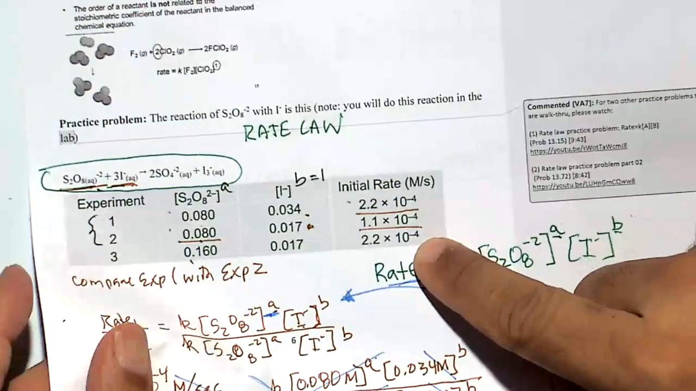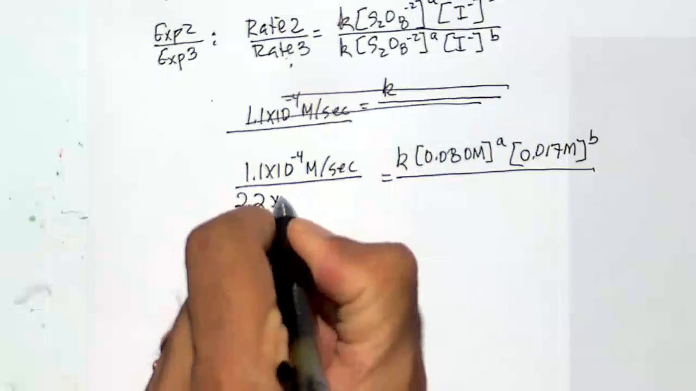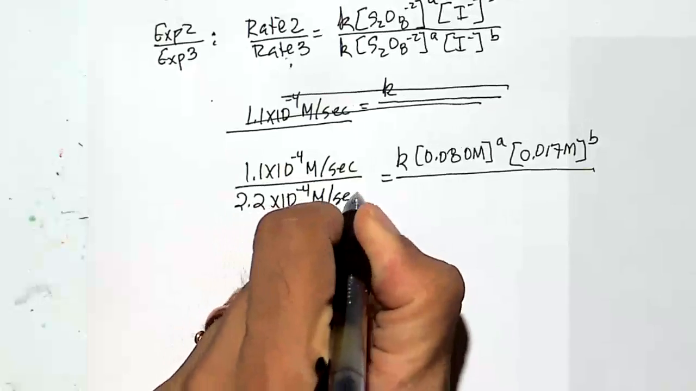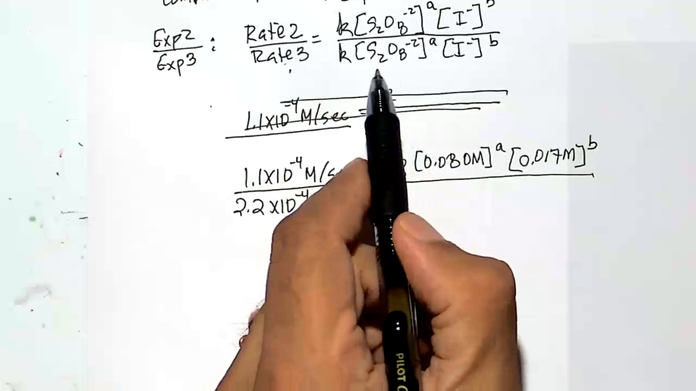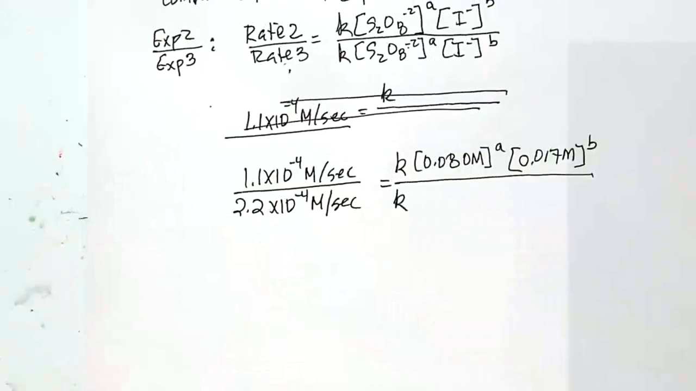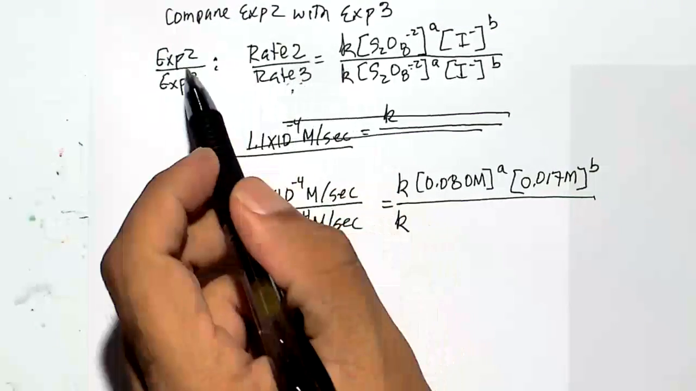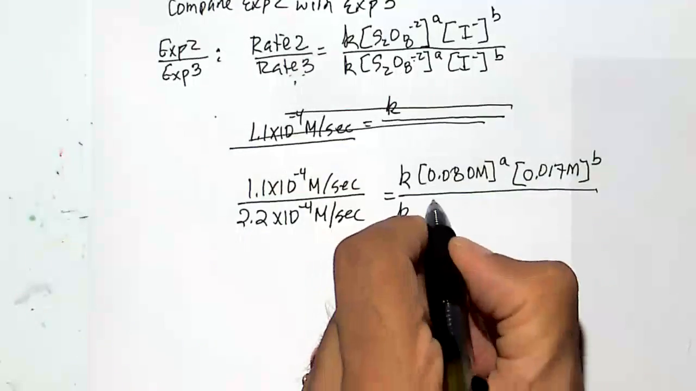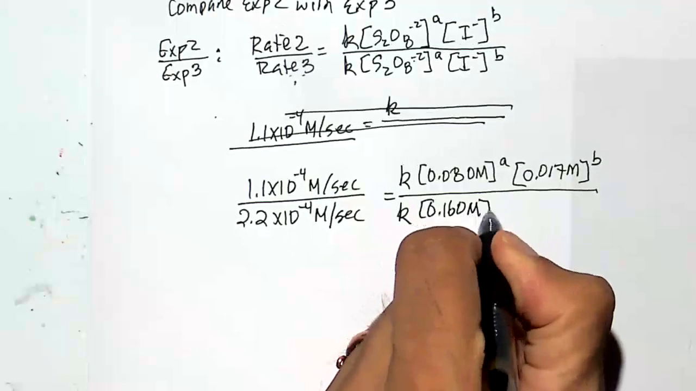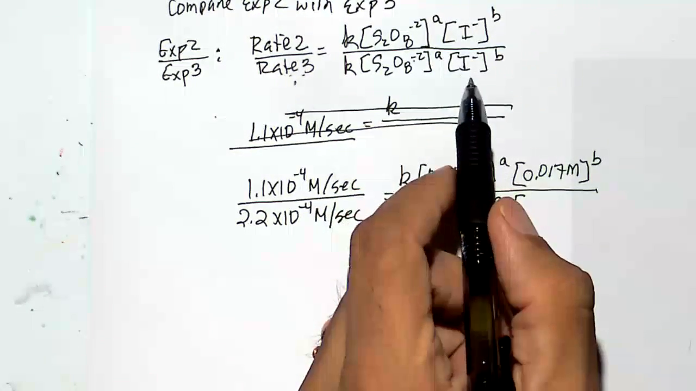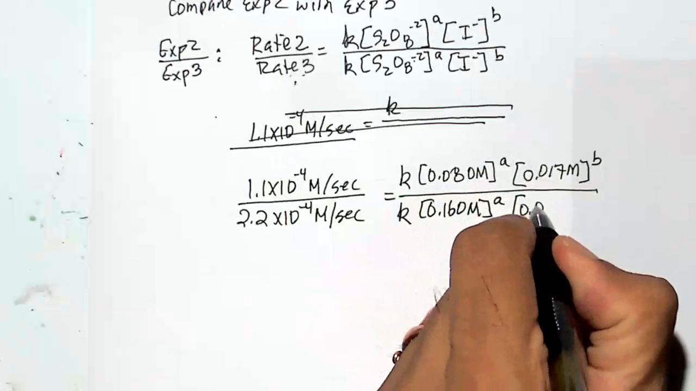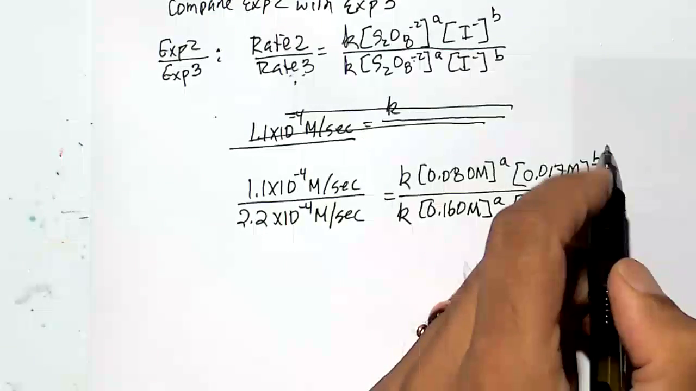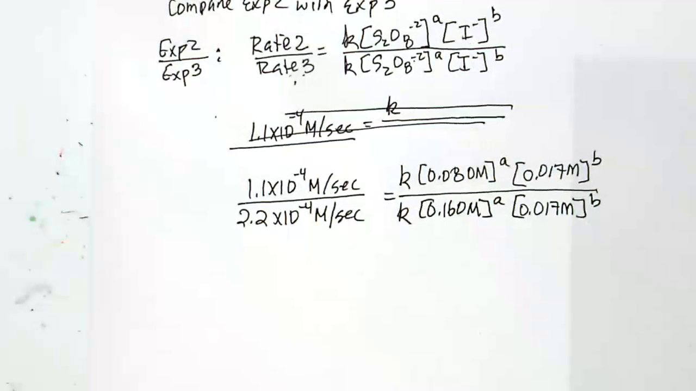And then rate 3. What is rate 3? Let's look at our table. What do you guys see? 2.2 times 10 to the minus 4. K we'll find out later. S2O8 minus 2 for experiment 3, I'm getting 0.160. I minus for experiment 3 is 0.017 to the power of b. We already know b is 1, so that's okay.